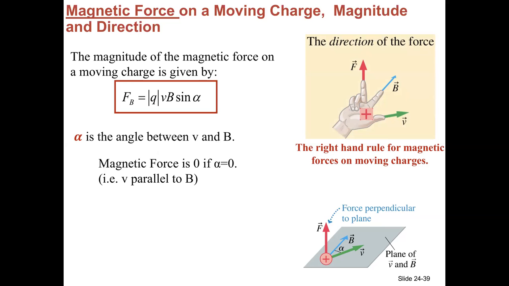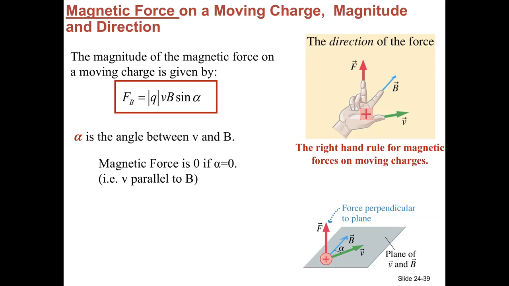So this is the right-hand rule for computing the direction of a magnetic force if you know the velocity of a charge, or equivalently, the direction of a current, and the magnetic field. You take your thumb, index, and middle finger and make them into a gun-type shape, all at right angles to each other, as shown here. Your thumb represents the velocity, your index finger represents the magnetic field, and your middle finger represents the force.